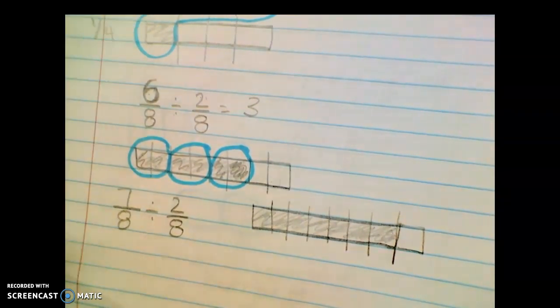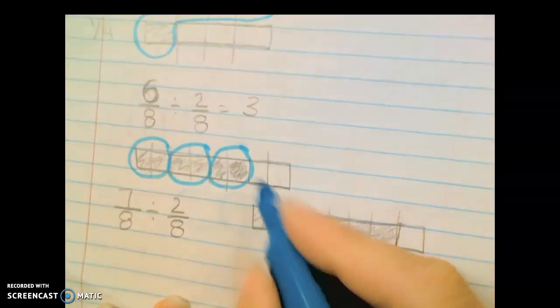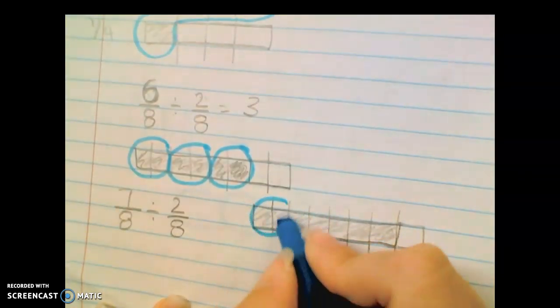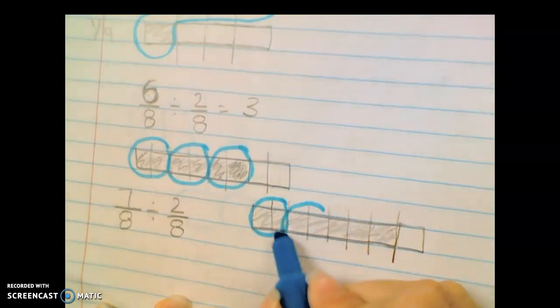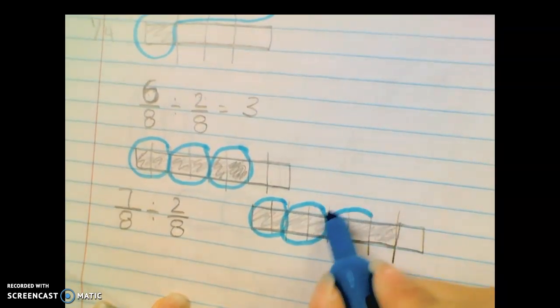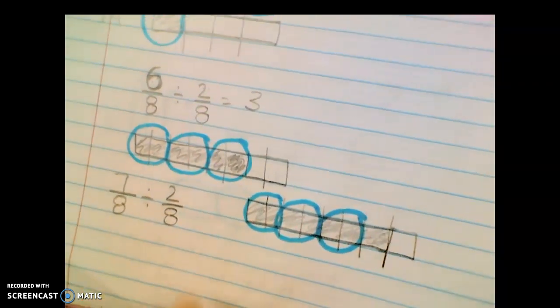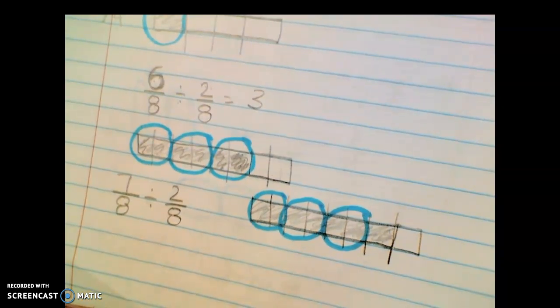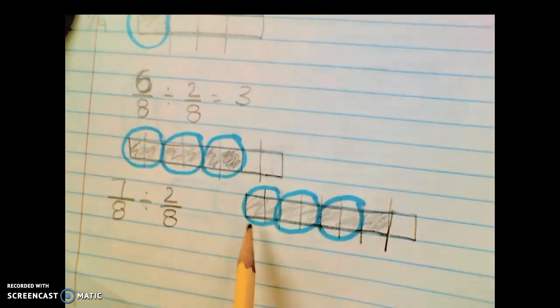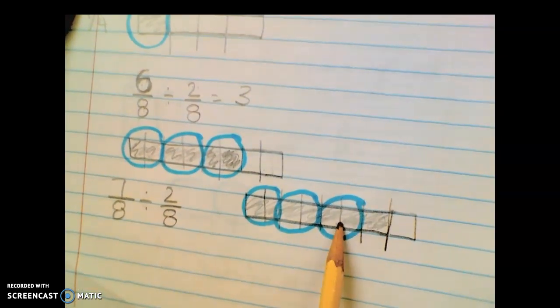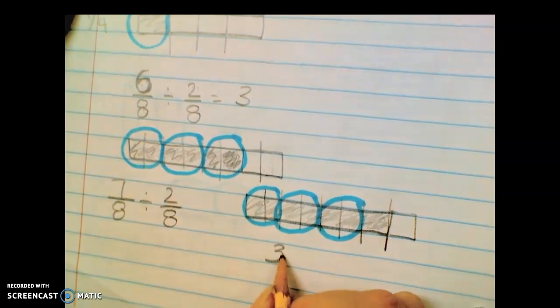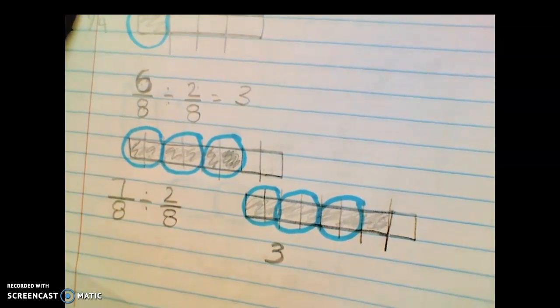And I need to divide it into groups of 2/8. So then I'd have, here's a group of 2/8, here's a group of 2/8, here's a group of 2/8, and then I have one piece. So this is where it gets tricky, so stick with me. So how many groups of 2/8 can I make? Well, I made 3 full groups of 2/8, and then I have a part of another group.